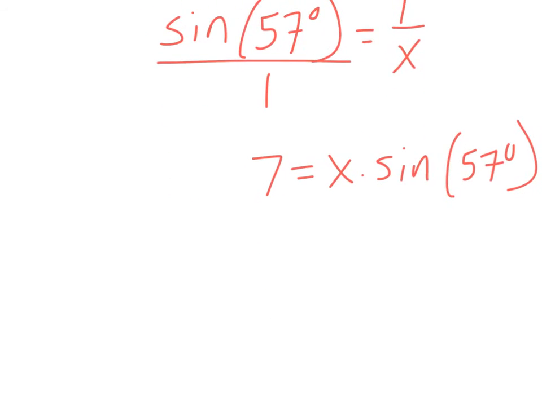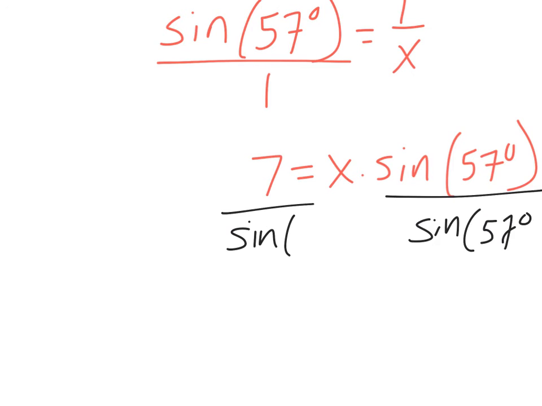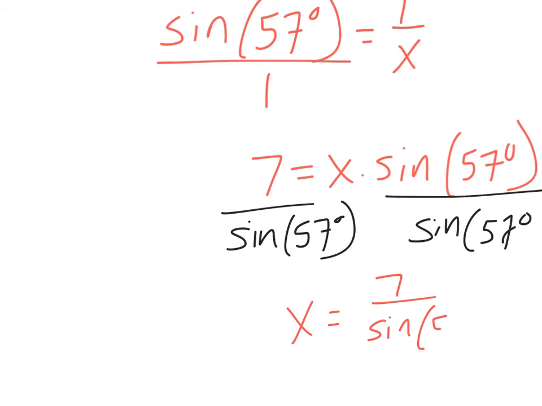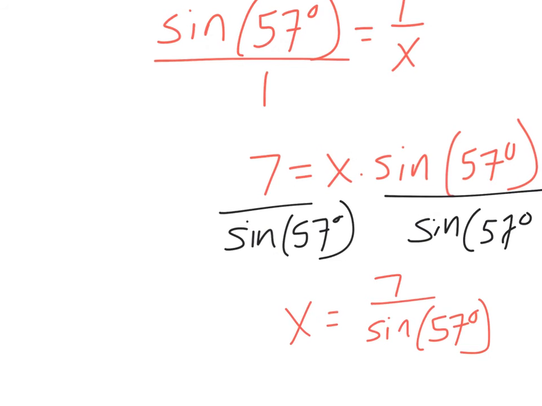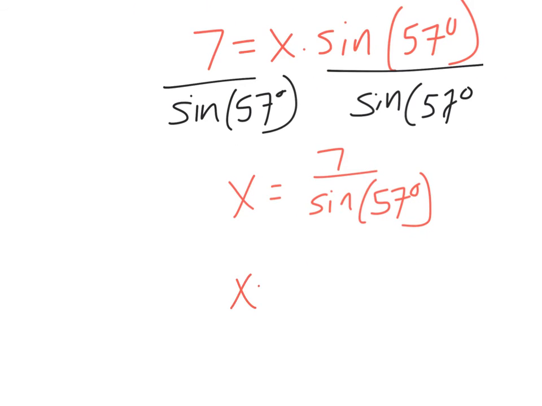Don't type that in your calculator yet because we still need to solve for x. So I'm going to divide both sides by the sine of 57 degrees in order to get x all alone. And in doing so, now you're going to have x all by itself. And x is equal to 7 divided by the sine of 57. And so now this is the thing that you type into your calculator. And you should end up getting roughly 8.35 for your length of x.